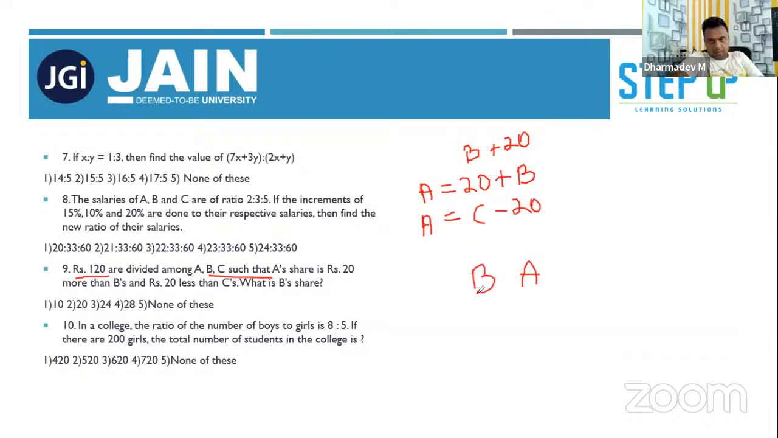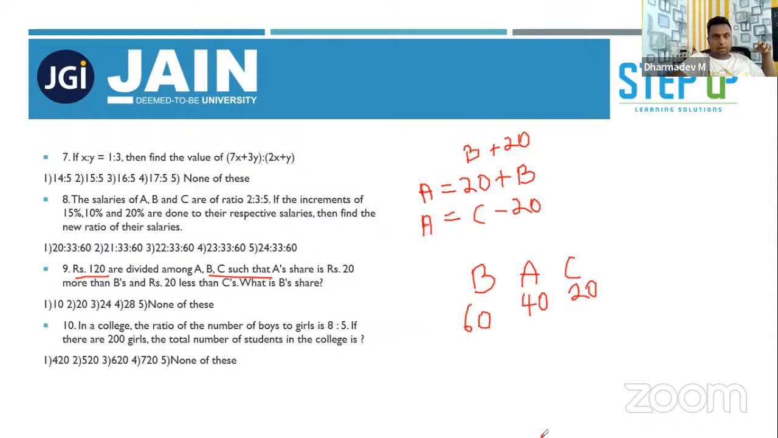So B and C. When I add, I have to get 120, but the difference is going to be 20. So if this person is 40, plus 20 is 60, minus 20 is 20. So hence, if I add them, I do get 120. The problem is solved. What is B's share? 60.